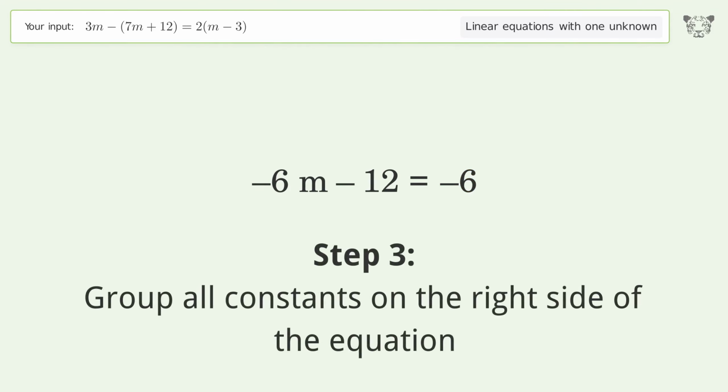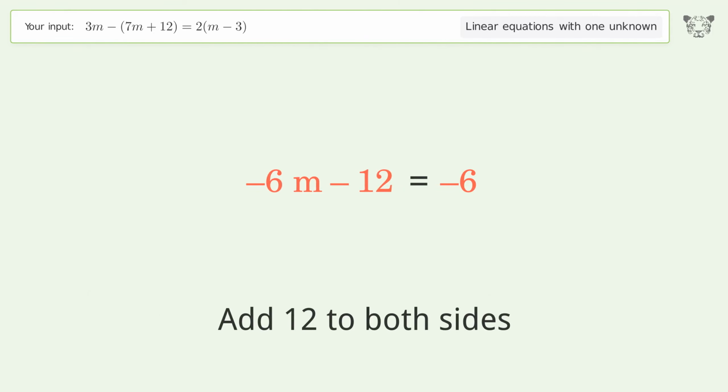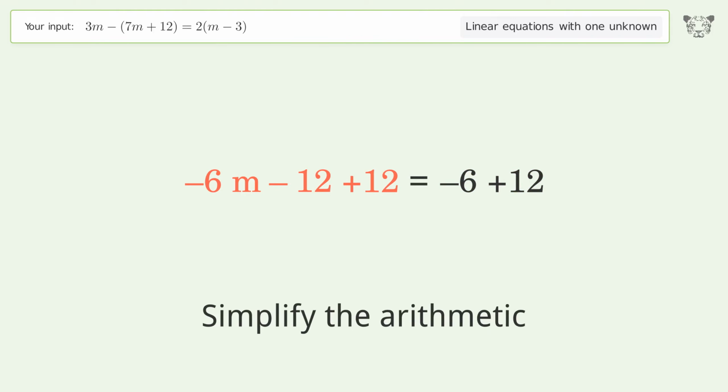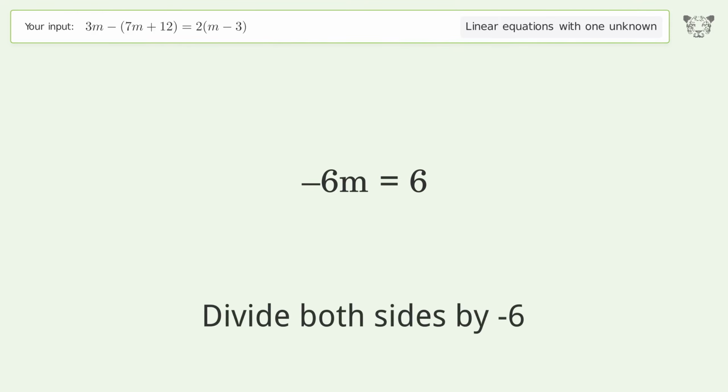Group all constants on the right side of the equation. Add 12 to both sides. Simplify the arithmetic. Isolate the m. Divide both sides by -6.